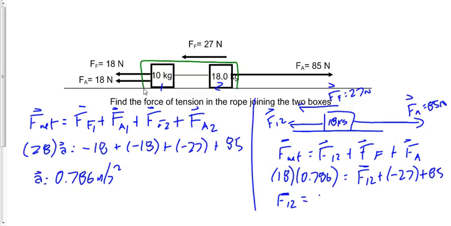Negative 43.856. So that would be negative 44, just two significant figures. Anybody agree with that one? Yes? No? Yes? Negative 44 newtons. All right. There we go.